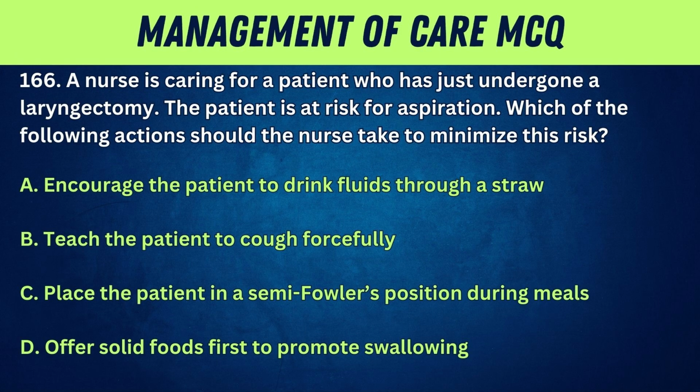166. A nurse is caring for a patient who has just undergone a laryngectomy. The patient is at risk for aspiration. Which of the following actions should the nurse take to minimize this risk? A. Encourage the patient to drink fluids through a straw. B. Teach the patient to cough forcefully. C. Place the patient in a semi-Fowler's position during meals. D. Offer solid foods first to promote swallowing.